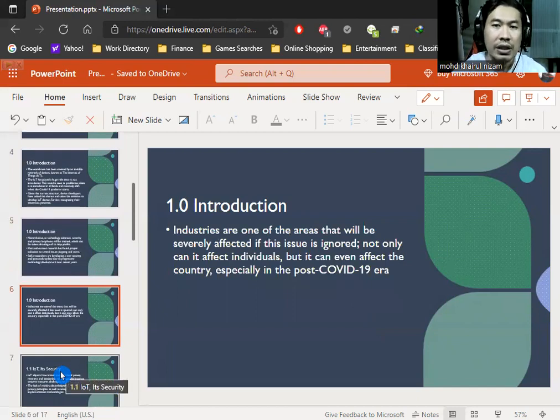Industry is one of the key important economies that would be severely affected if this issue continues to be ignored or delayed. Not only can it affect individuals, but it can also affect the whole country.